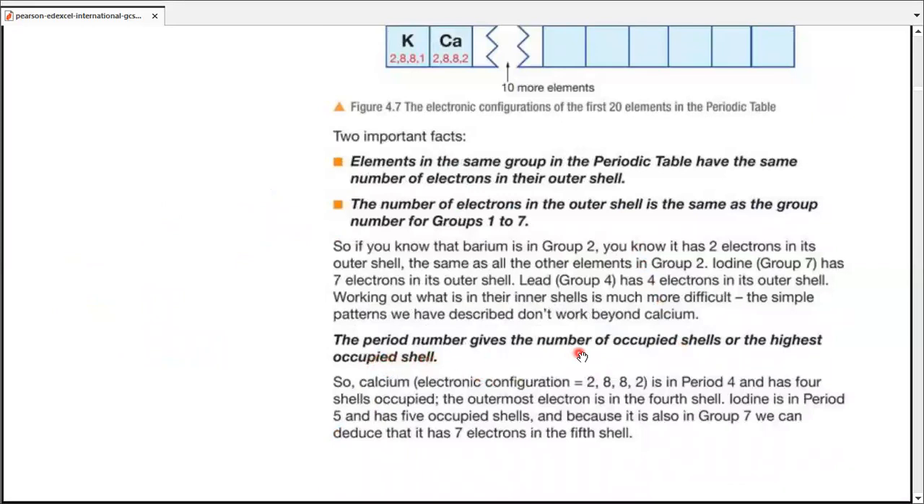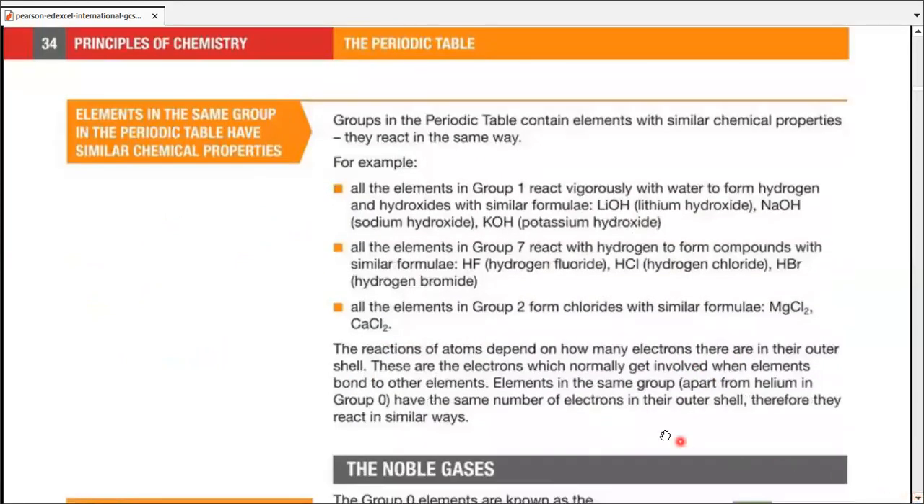So the period number gives the number of occupied shells, or the highest occupied shell as well. The same thing is explained over here. As I have already explained it, let's move to the next page. Now, elements in the same group in the periodic table have similar chemical properties.